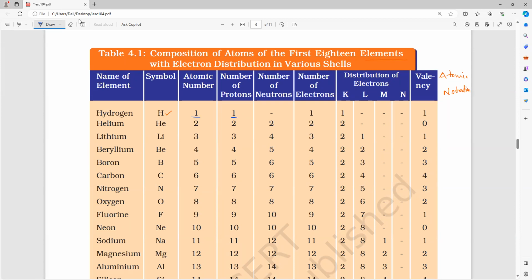Number of protons? 1. So the one and only element whose atomic number equals its mass number. Who is that? Hydrogen. Number of neutrons? None. Number of electrons? 1. And how many shells are there? Hydrogen has only one shell, the K shell. L shell, M shell, N shell do not exist. So what is the valency? Only one. One is the valency.